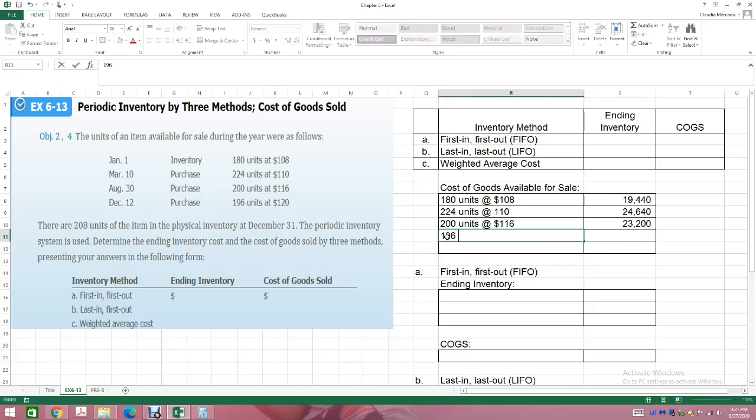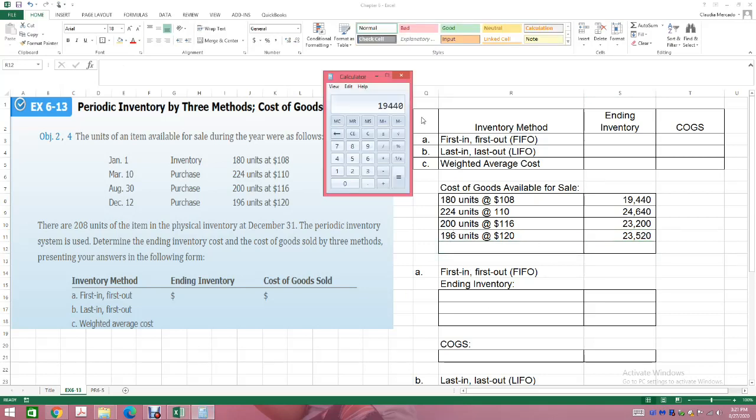We have 196 units at $120. So that will be 196 units times $120. That's 23,520. So how many units do I have?